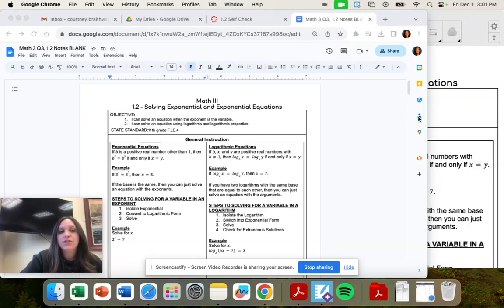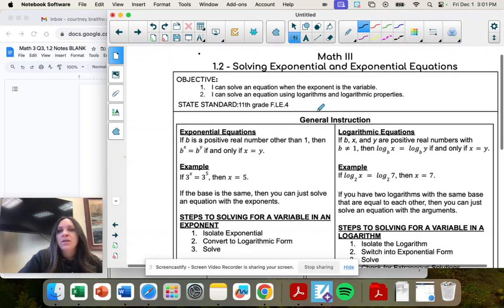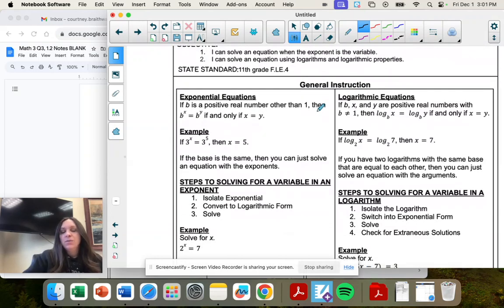Okay, 1.2, we are solving exponential and, oh, that should say logarithmic equations. That's a typo. I got to go fix that. All right, so we're looking at exponential equations, which we've seen before.